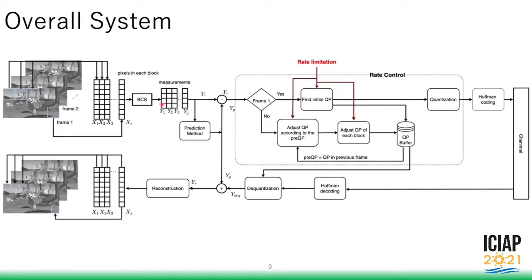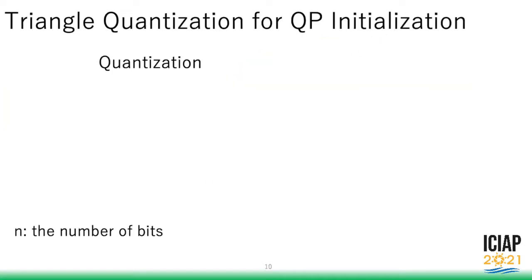This is our overall system figure. We use block-based compressive sensing, prediction, and quantized residue data YR. After rate control, data is transmitted, decoded, and reconstructed. I will talk about the rate control part in detail. First, I talk about quantization.